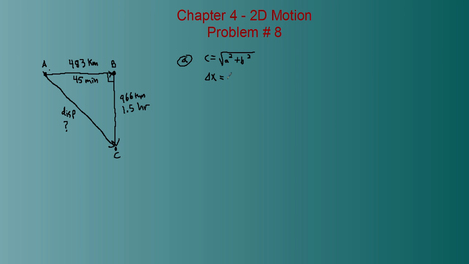equals the square root of, we'll call this one A, 483 squared plus 966 squared, and that equals 1080.02 kilometers. There we go. So that's the displacement, the magnitude anyway.